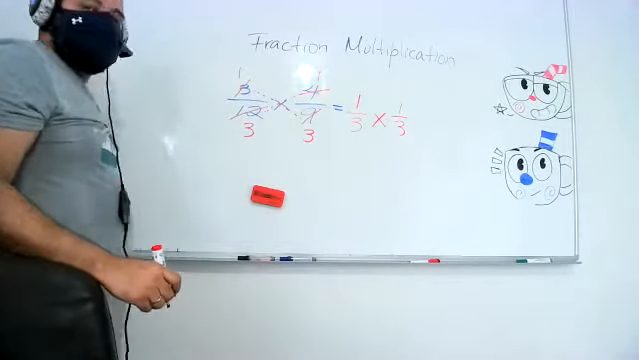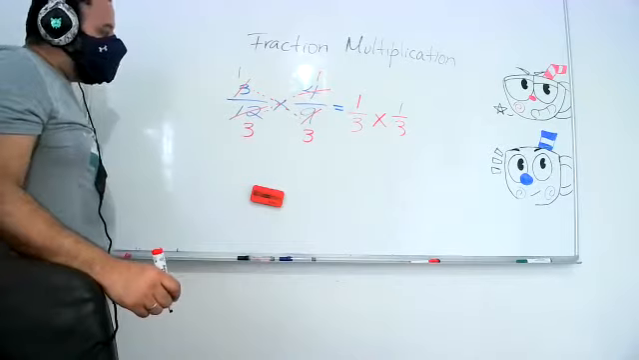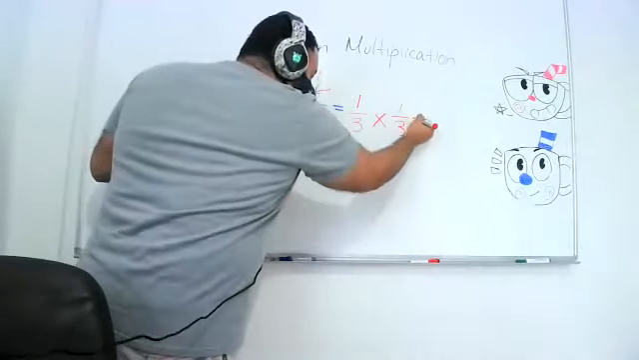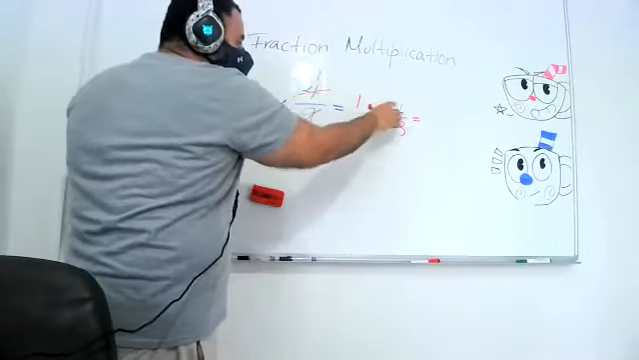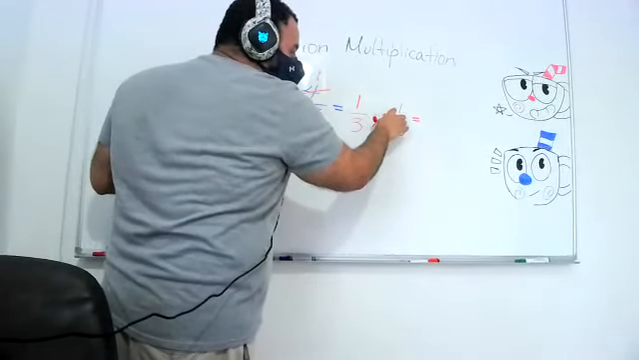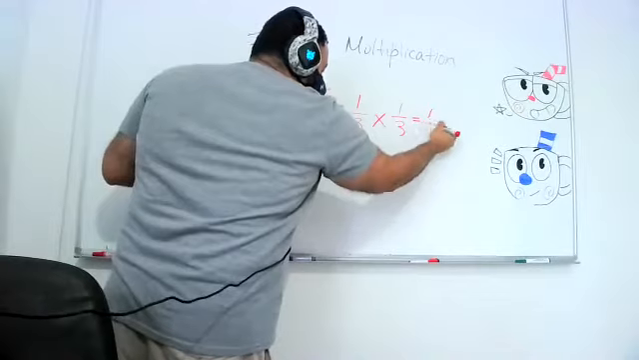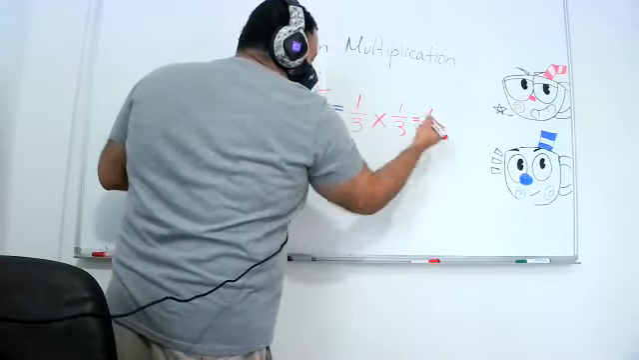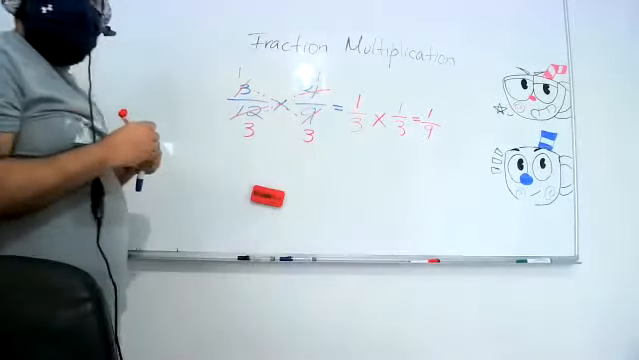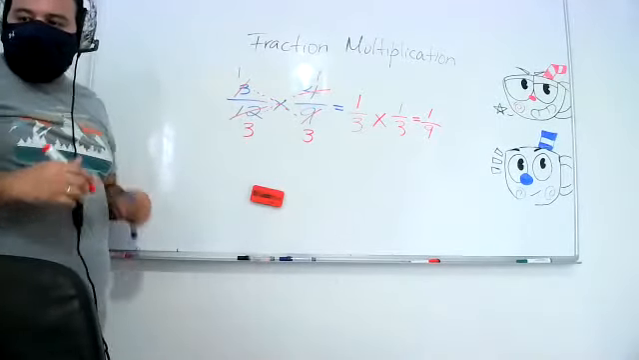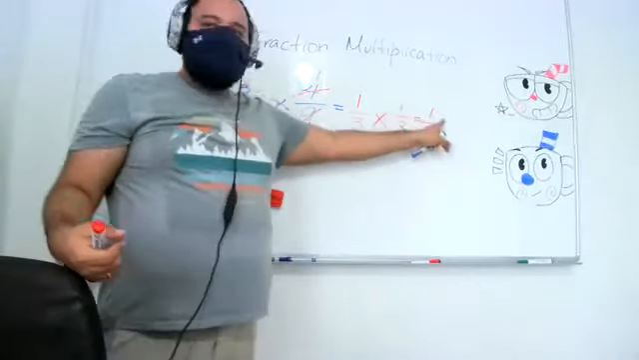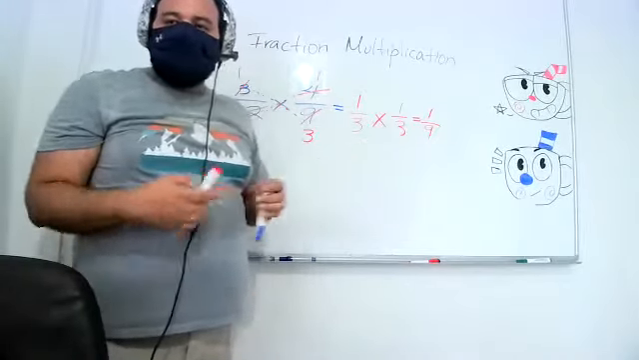What's it going to be? What is the multiplication? 1 times 1 is 1. 3 times 3, 9. 1/9 is my answer. Check. Is this fraction in the simplest expression?